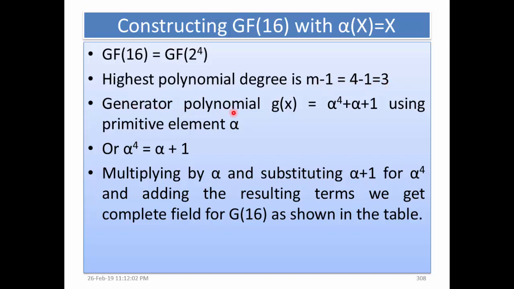And the generator polynomial which we will use will be alpha to the 4 plus alpha plus 1. Here we are using alpha in place of x, and it doesn't really make much difference. Using primitive element alpha, alpha 4 is equal to alpha plus 1. Multiplying by alpha and substituting alpha plus 1 for alpha 4 and adding the resulting terms, we get the complete field for GF of 16 as shown in the table.